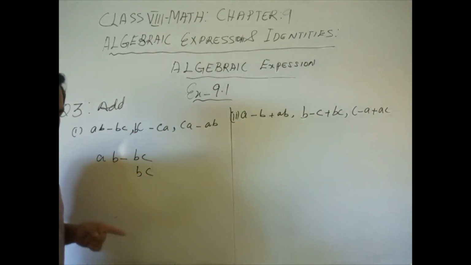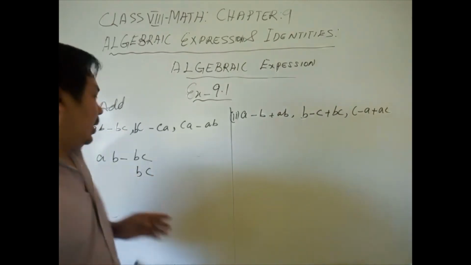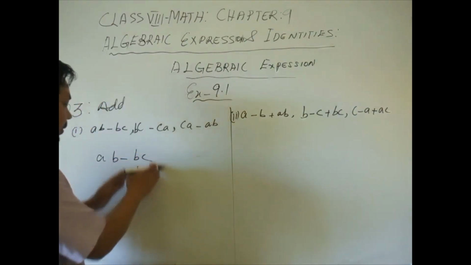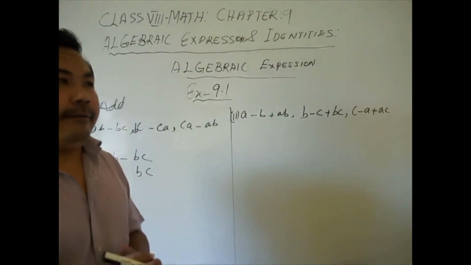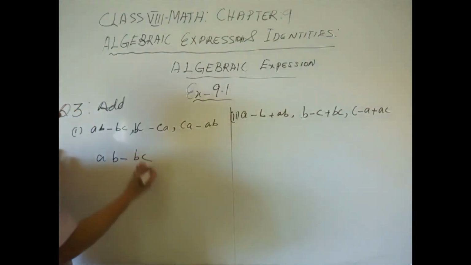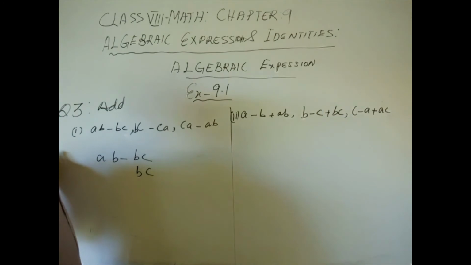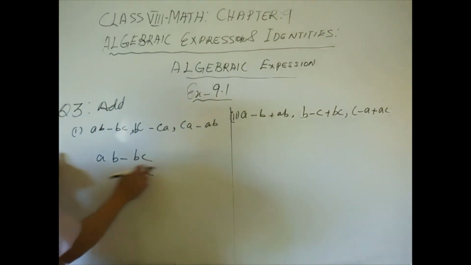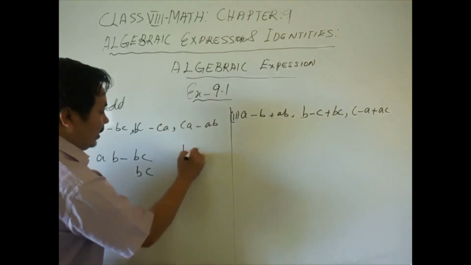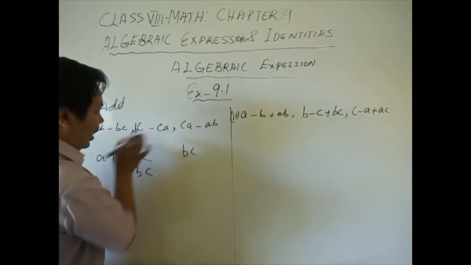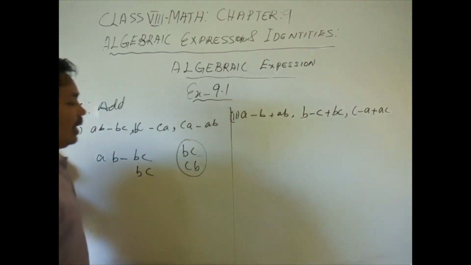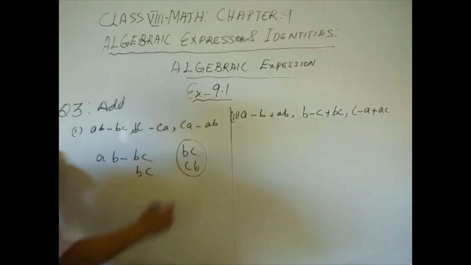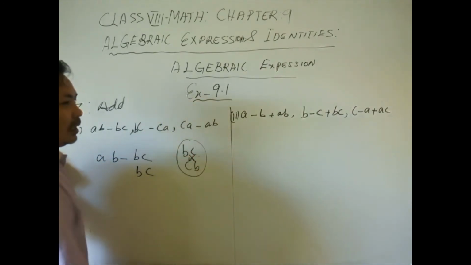So in the column, you have to put the same terms. These are called like terms. Terms having the same letters are called like terms. For example, here BC and BC are like terms. CB is also a like term. Why? Because both have the same letters.